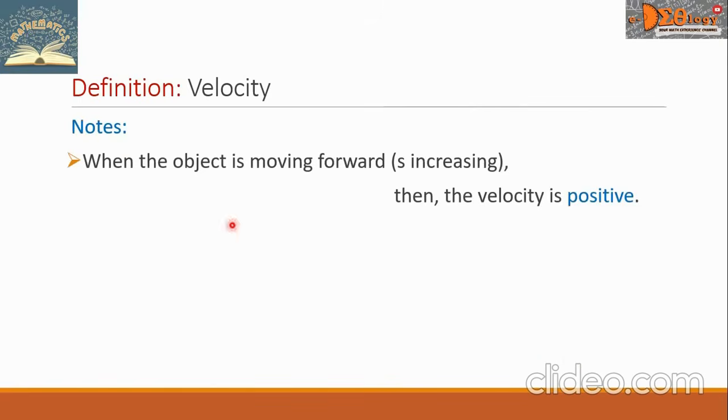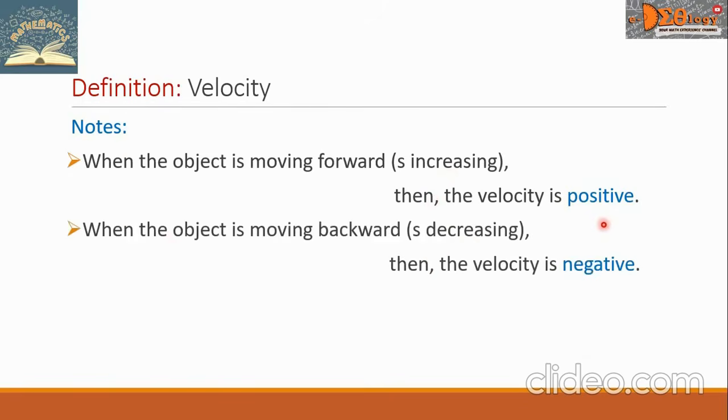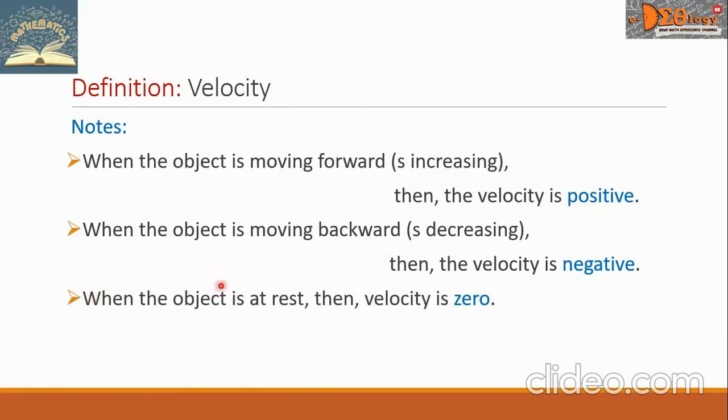There are some notes here that we should remember. Number 1, when the object is moving forward, we say that s is increasing. Then the velocity is positive. Next, when the object is moving backward, or we say that s is decreasing, then the velocity is negative. Now, when the object is at rest, then velocity is 0.